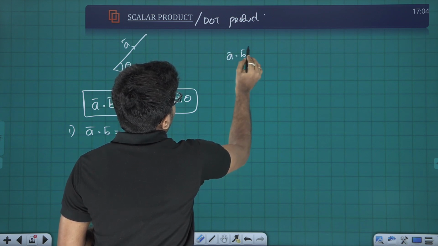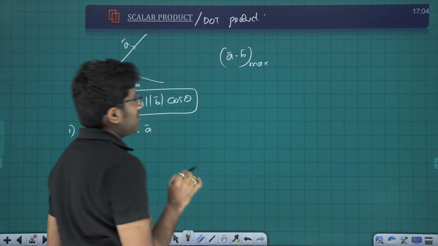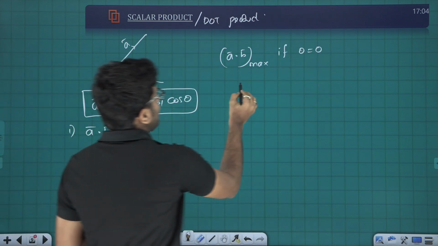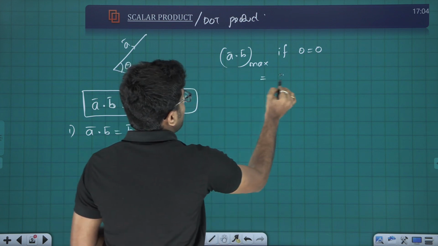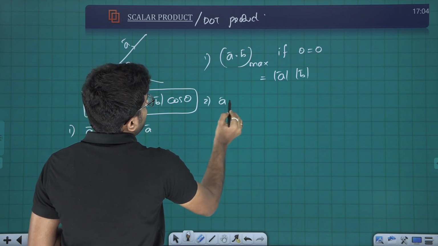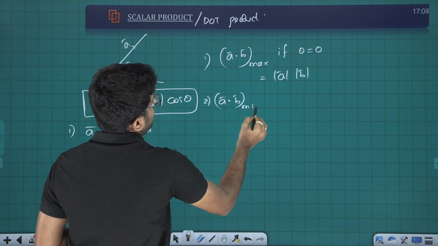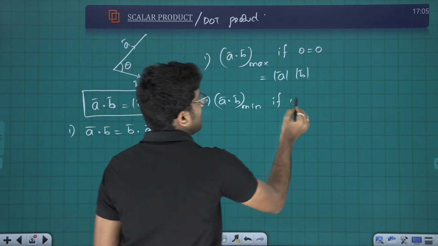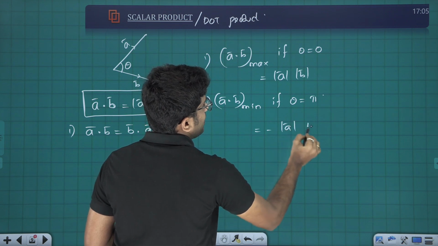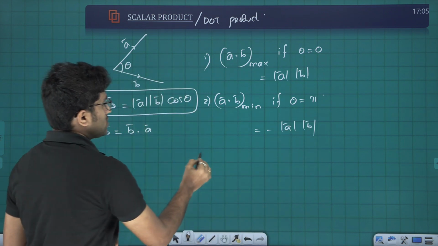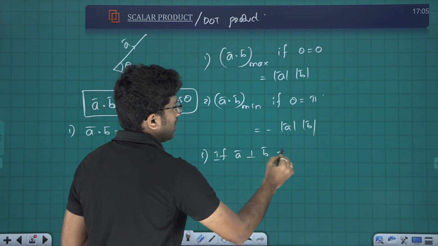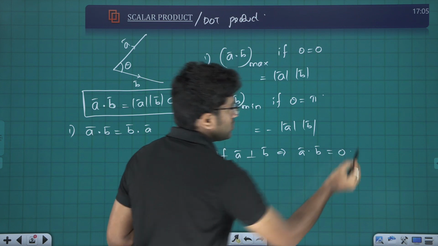Next, when will the dot product be maximum? A bar dot B bar will be maximum if theta is equal to 0, that means if they are like vectors. That is equal to mod A into mod B. And A bar dot B bar will be minimum when they are unlike vectors, that is theta is equal to 180. In that case, we get minus mod A bar into mod B bar. If theta is equal to 90, that means if A bar is perpendicular to B bar, then A bar dot B bar will be equal to 0.